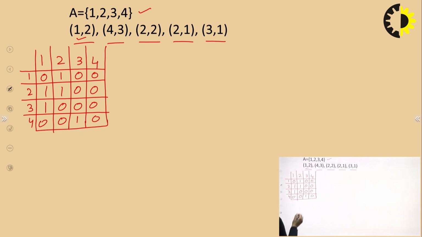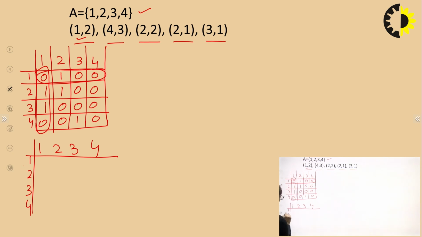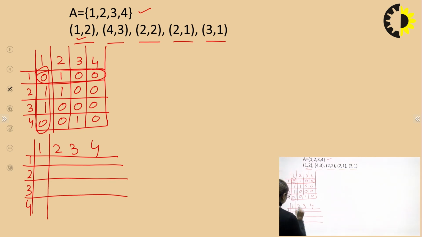Now let's highlight the first row and first column, right? Now we will check, again we will make a new matrix. This way we have drawn it. Now we will check this one. This row will go as such, right? The highlighted row and column will go as such. This one will go as such.